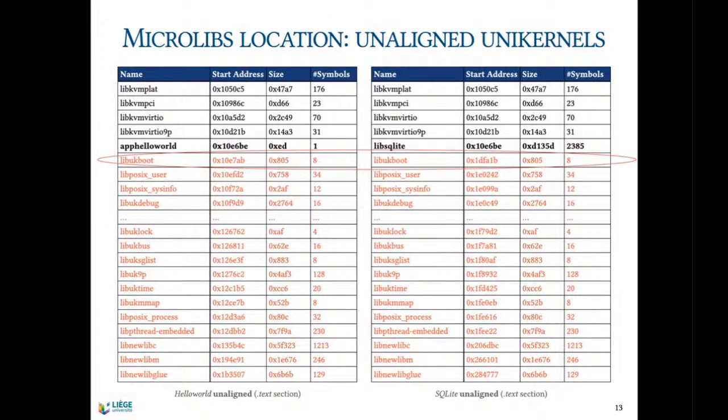After that, we did an analysis on the microlibs location within the binary file. What we can say is that for unaligned unikernels, most of the microlibs are located at different addresses, except the first one. Why? Because it depends on the linker script. In that case, all microlib code after the main application code will have different start addresses between the two instances. So all pages which contain the code of these microlibs will be different in memory, since they also have different addresses.